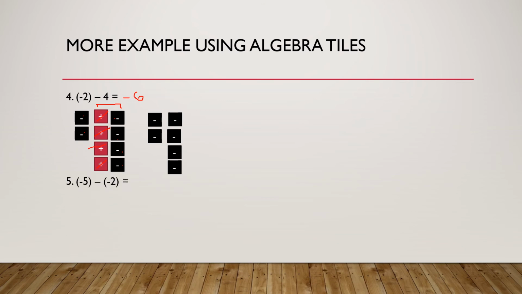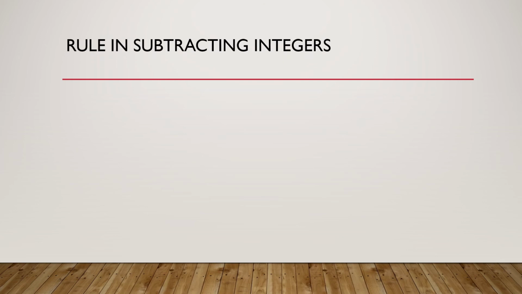Next. Let's have another. We have negative 5 minus negative 2. Let's start from 5 negative tiles. Then, we add pairs. The answer there is negative 3. Rule in subtracting integers.